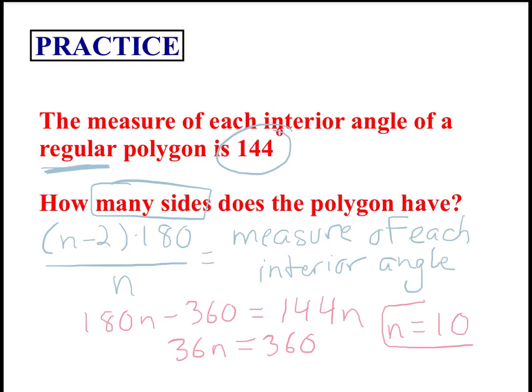So if you got lost on this step here, just remember, instead of keeping my n at the bottom, what I did was I multiplied both sides by n, so I can end up with my n right here.